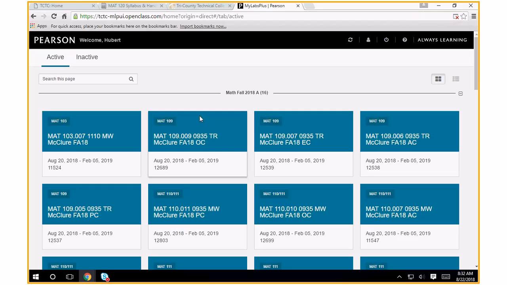Anybody got a question on that? Yes, ma'am. Just about the access code in general. Like you said, we can buy the access code, but not the book. Yes, because the book is online, and you can print out the book. I'll show you how to do that today. That's what today is all about, My Labs Plus. I'm going to show you how to do everything.